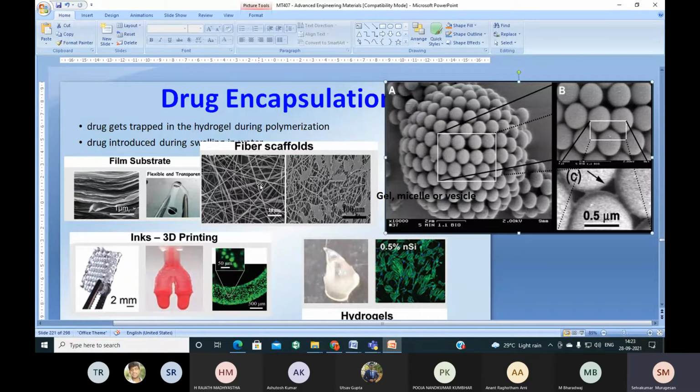And you can see another morphology called fibrous morphology. You have a fibrous mat which has irregularly oriented fibers. And then we do have a certain morphology called micellar vesicle structures. So what is micellar and what is vesicle?